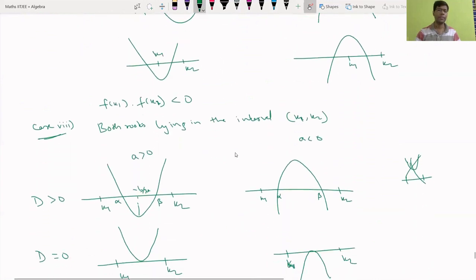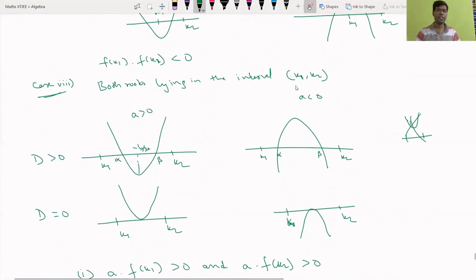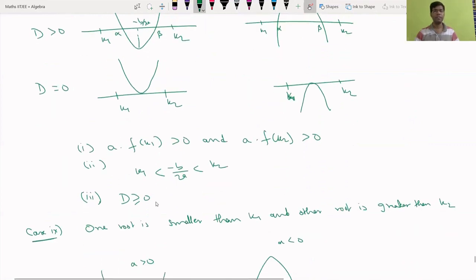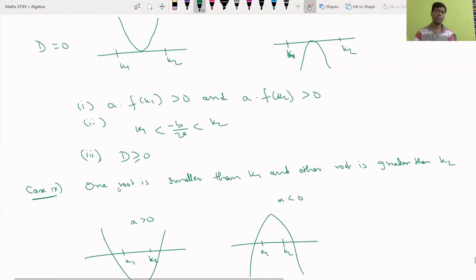And then when both roots are lying in the interval, so the roots are between k1 and k2, we have these conditions depending on a and d. For that we have these three conditions: the product of a and f of k1 should be positive, and similarly a and f of k2 should be positive, and minus b by 2a should be between k1 and k2, and the discriminant should be greater than or equal to 0.